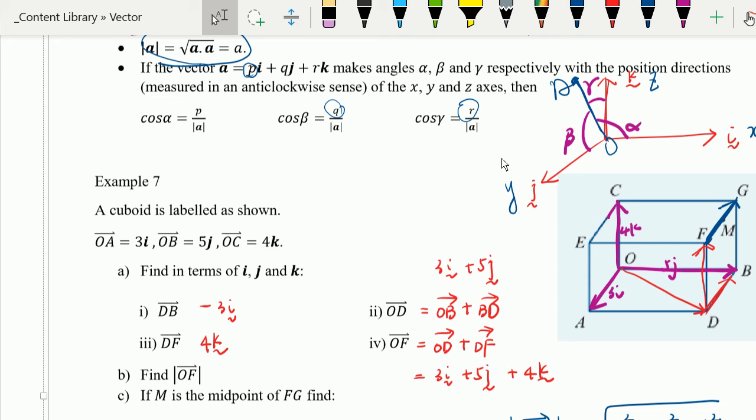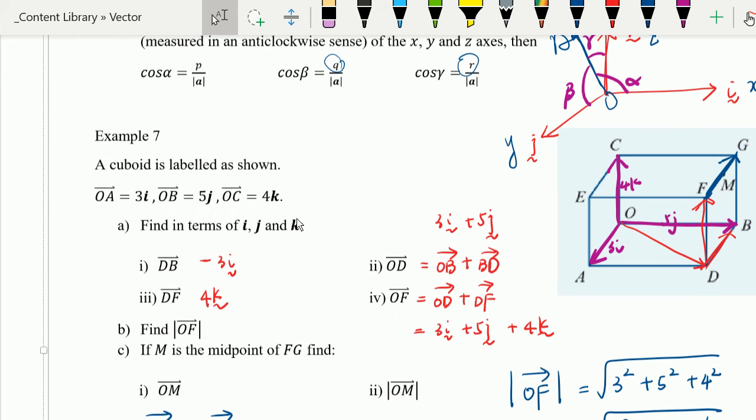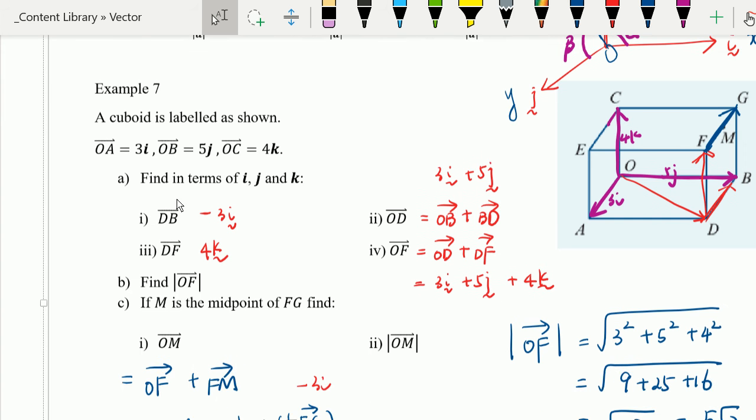And then we have DF. Well, DF is this one. It's the same as OC, parallel and in the same direction as OC. So that equals 4k. And then OF. What's OF? OF is here. OF equals OD plus DF. I know OD, I know DF, I can just add them: 3i, 5j, and 4k. Find the length of OF, which is easy.